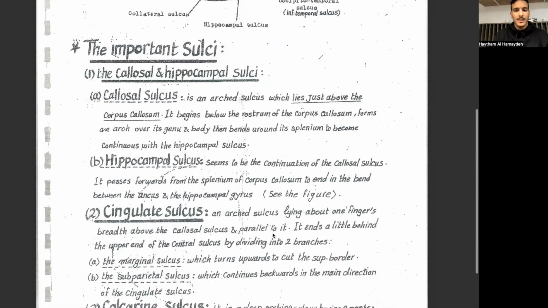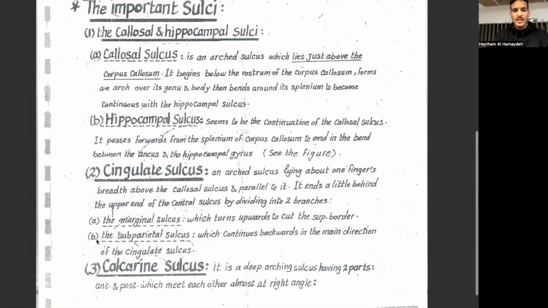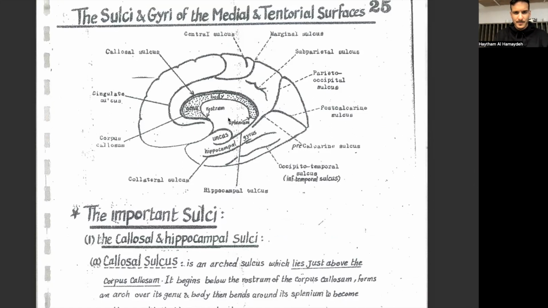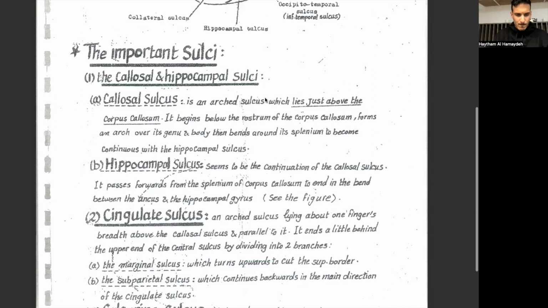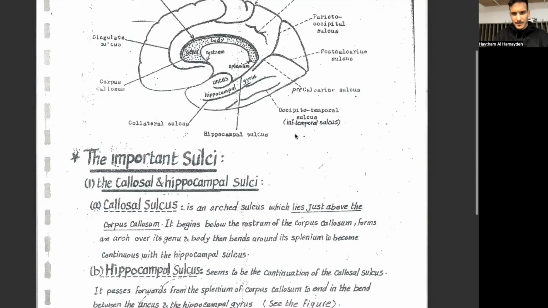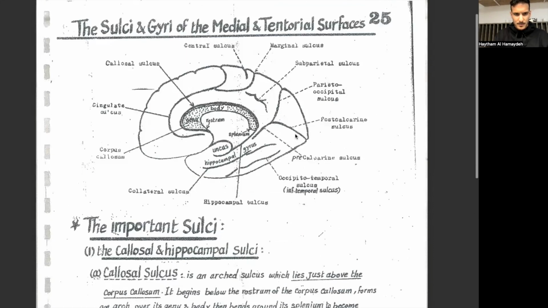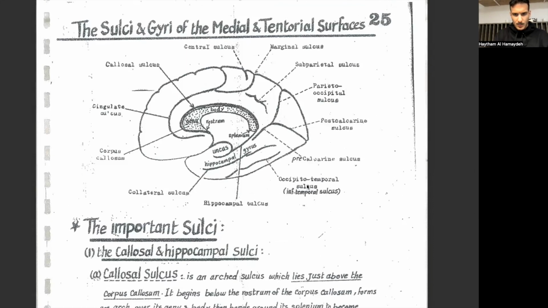It ends a little behind the upper end of the central sulcus by dividing into 2 branches, the marginal sulcus and the subparietal sulcus. See, so it goes and then divides into the marginal sulcus and the subparietal sulcus. And then we have the calcarine sulcus. Where is it? Yeah, it's probably here.